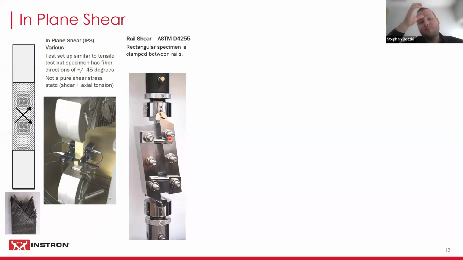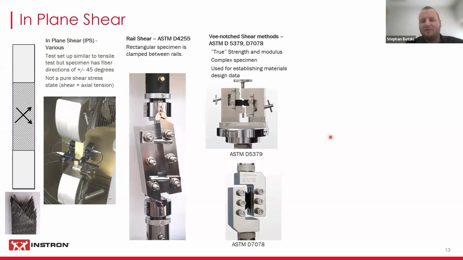So this is a little bit better than the in-plane shear that we looked at before, but still the next two that we're going to look at, the D5379 and the D7078, produce superior shear responses versus this 4255 standard. Another disadvantage here also, as we're moving up in complexity, this specimen actually needs to have 6 holes drilled into it.